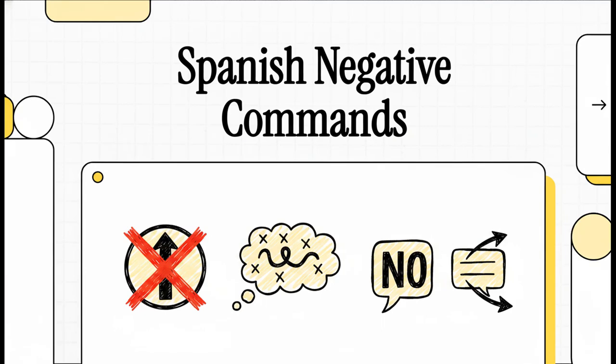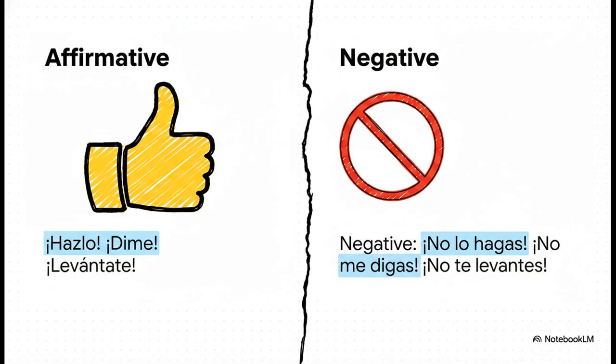So today we're going to dive into a piece of Spanish grammar that, let's be honest, trips a lot of us up. The negative command. You know, when you want to tell someone not to do something. It sounds simple, right? But there's this little twist, and I promise once you see it, everything is just going to click into place. Okay, so let's get right into the puzzle.